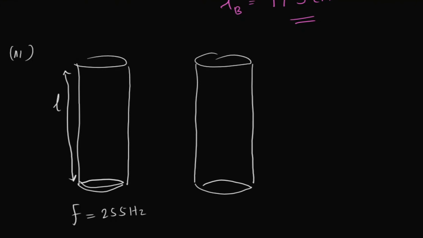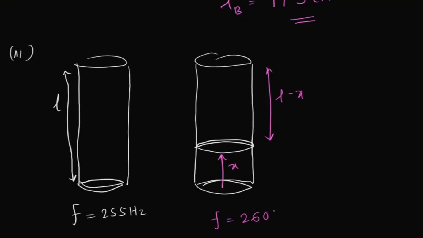You'll have to decrease the length of the tube, maybe somewhere here. You'll have to shift the cork up, let's assume by x distance. Now what is the length? The current length is L minus x, right? So let's assume that after shifting it by x distance, when the length is decreased, frequency should increase. Let's assume it is increased to 260 hertz. We need to find by what amount we should decrease the length.